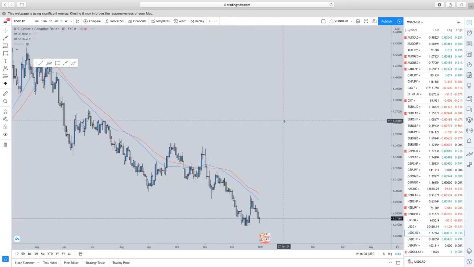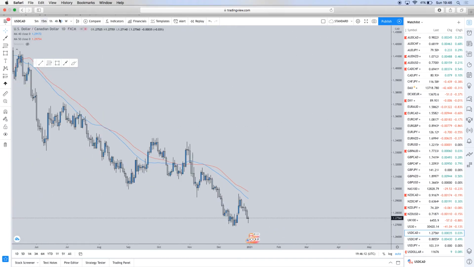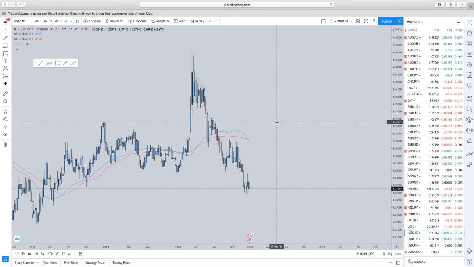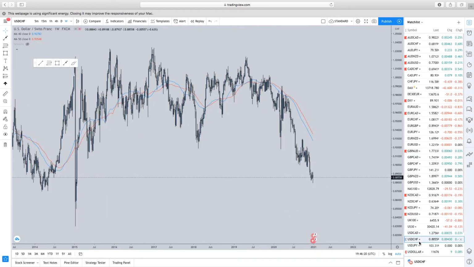US dollar Canadian. Nothing here for me at the moment. Same here.